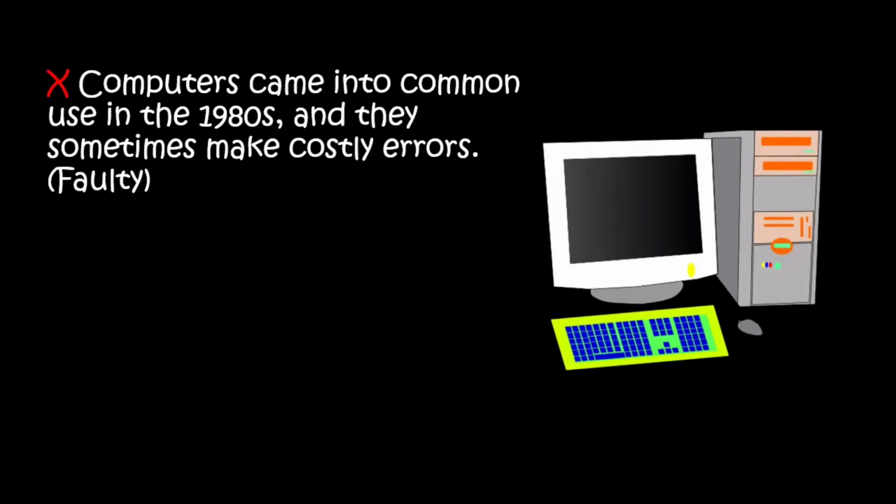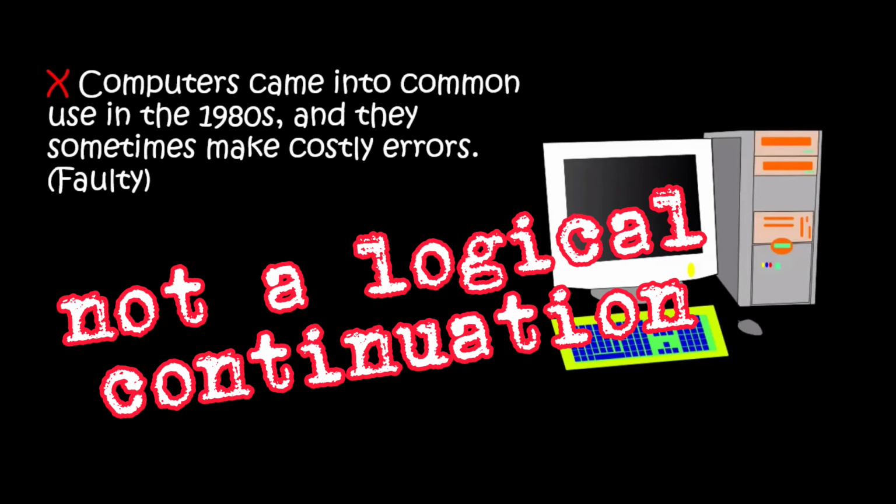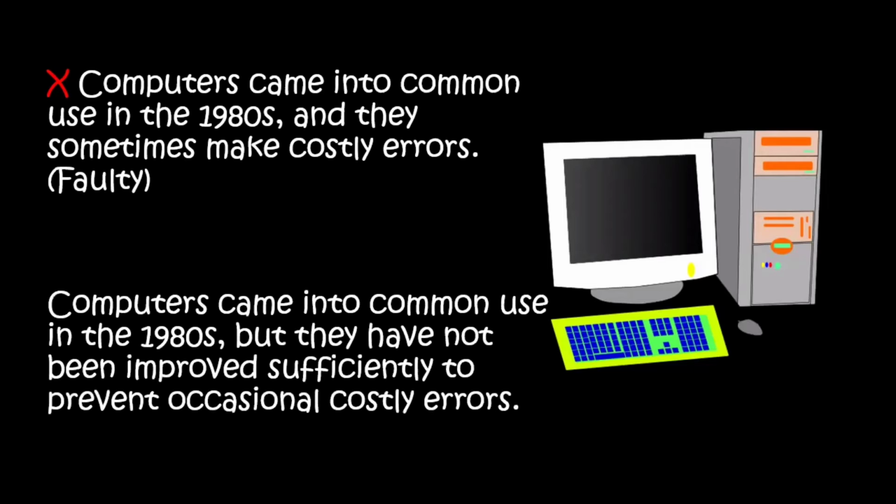Upon studying this sentence, we observe some illogical coordination. For example, the fact is given there that computers came into common use in 1980s. But the last part of the sentence is somehow not a logical continuation of that fact. It should be stated like this. Computers came into common use in the 1980s, but they have not been improved sufficiently to prevent occasional costly errors. So in that sentence, you can already understand the point of the speaker.